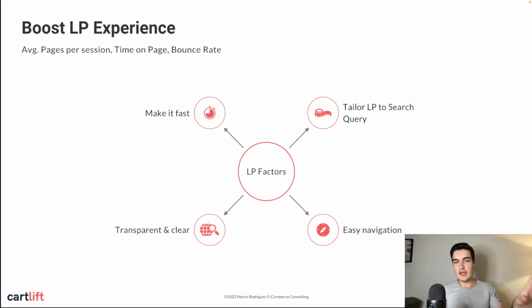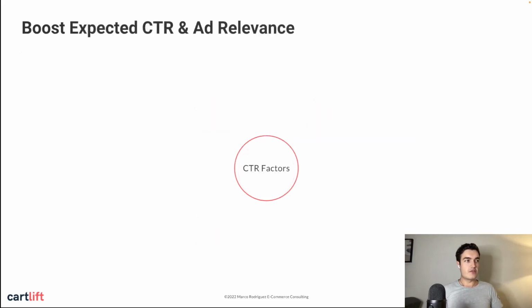And of course, there are many, many more things that go into this, but these were just some very important and key factors when it comes to optimizing your landing page experience to then improve your quality score. Now let's look at the next thing, which is the expected click-through rate and ad relevance, because they're so similar in that case, right? I kind of combined them into this one thing, and let's start with relevant keywords.